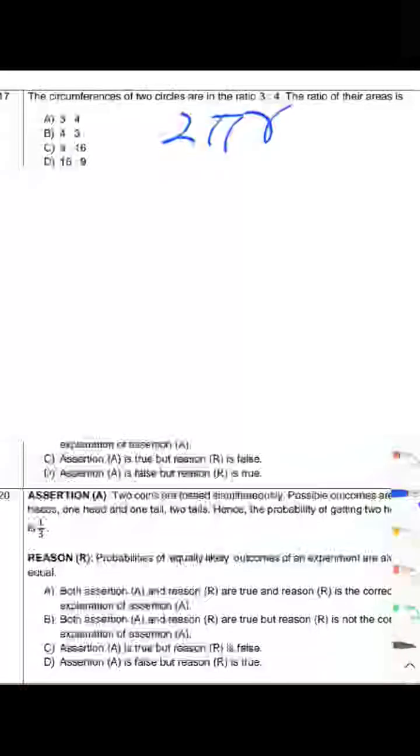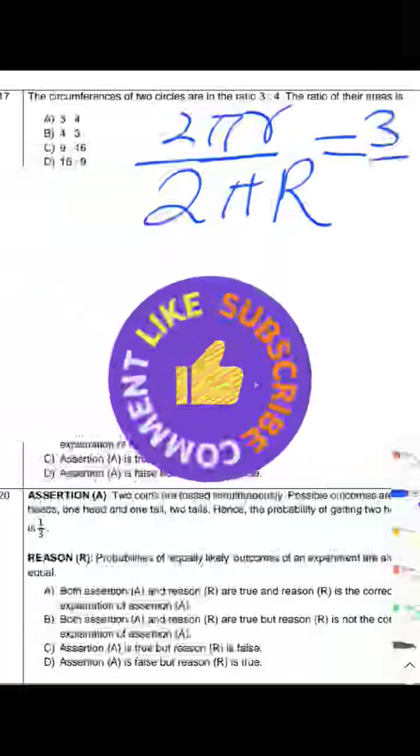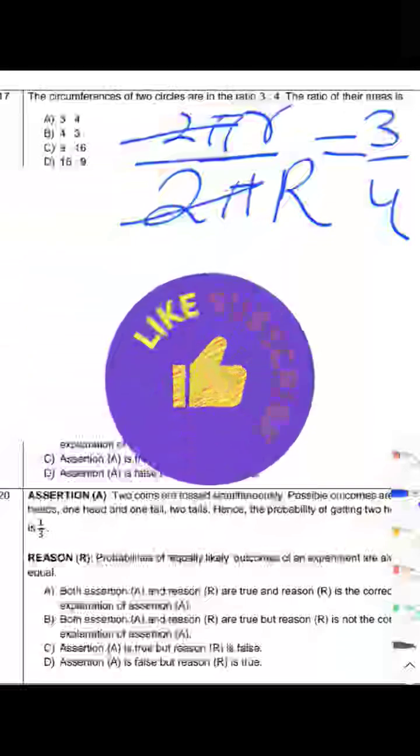Now the question number 17. The circumference of two circles are in the ratio 3:4. Then the ratio of their areas. Okay. You know that circumference formula of the circle is 2 pi r for the first circle, and for the second circle you can write 2 pi capital R, given as 3 by 4. 2 pi 2 pi cancel, so r upon capital R is 3 upon 4.